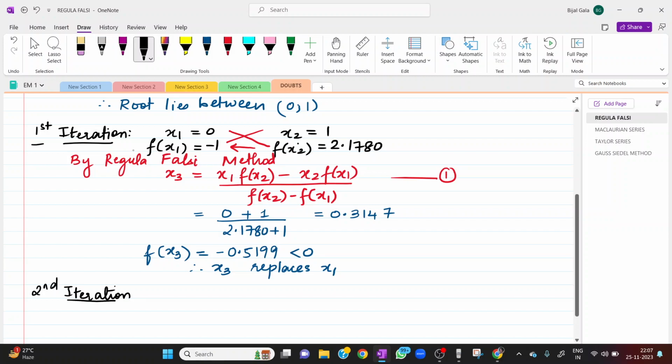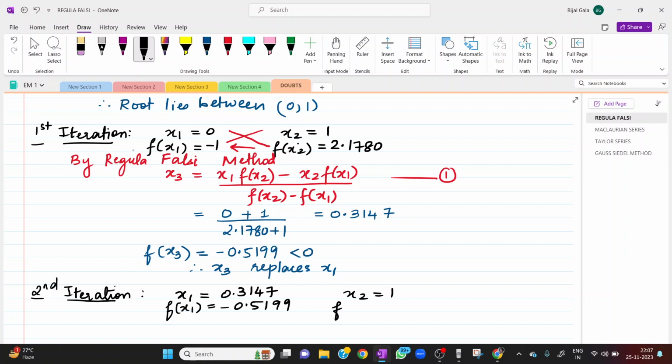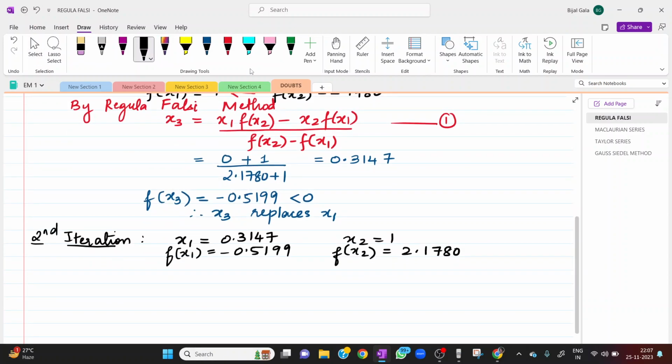And now for my second iteration, I would have x1 getting replaced by x3, so 0.3147 becomes its value. And f of x1 will be replaced by f of x3, meaning negative 0.5199. x2 will remain the same, which is 1, and f of x2 will also remain the same, which is 2.1780. So let's use equation number 1.